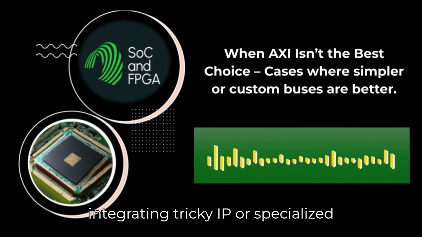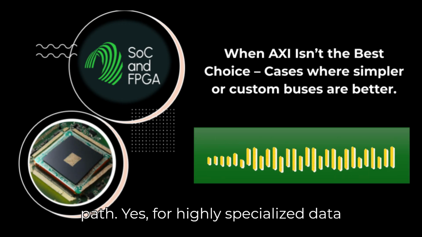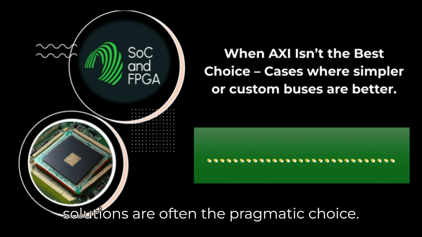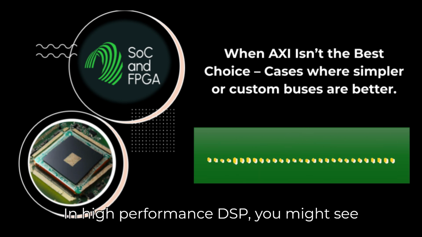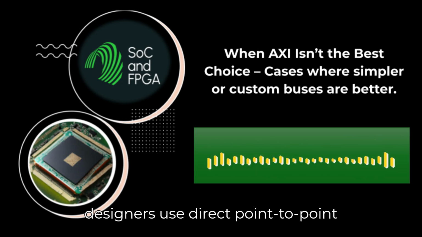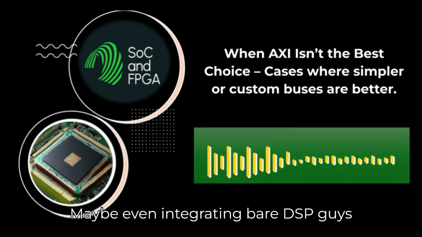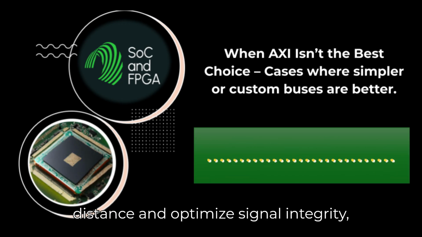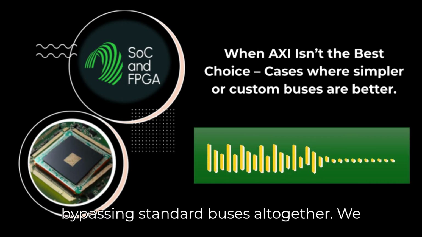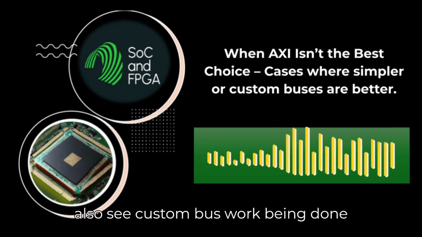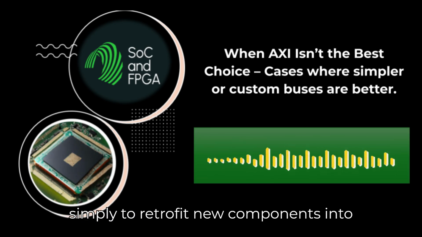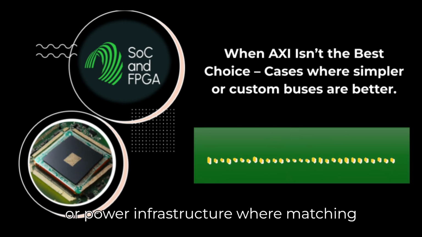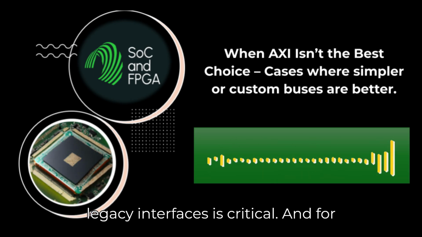And integrating tricky IP or specialized paths? Yes. For highly specialized data paths and IP integration, custom solutions are often the pragmatic choice. In high-performance DSP, you might see designers use direct point-to-point connections between processing blocks, maybe even integrating bare DSP chips directly onto a circuit board to minimize distance and optimize signal integrity, bypassing standard buses altogether. We also see custom bus work being done simply to retrofit new components into existing systems, like industrial control or power infrastructure, where matching legacy interfaces is critical.